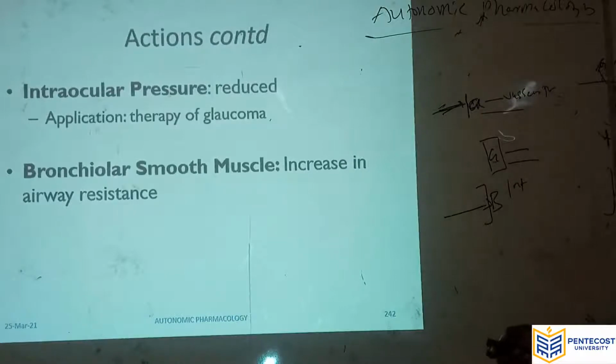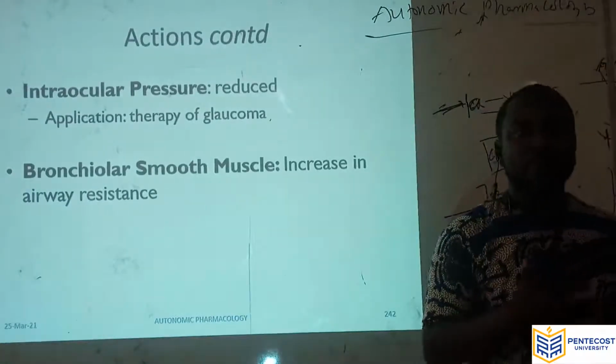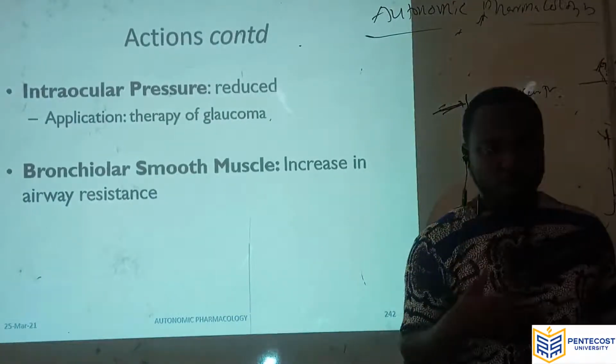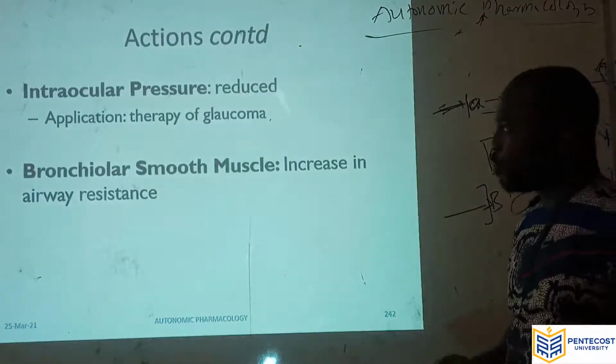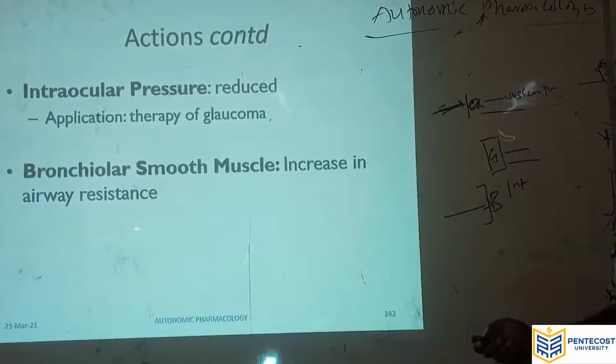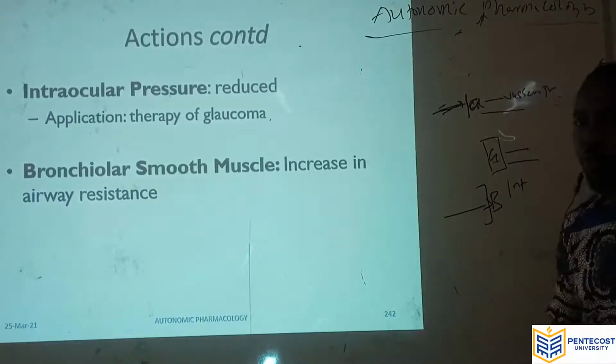Then beta blockers can also be used to decrease intraocular pressure. So they can be used to manage glaucoma. Then beta blockers are dangerous in asthmatic patients. We said beta 2 receptors are found on the bronchioles and they cause bronchial dilation. So if you give a drug that is going to stop the beta 2 receptors from working, then it means you're going to cause constriction.